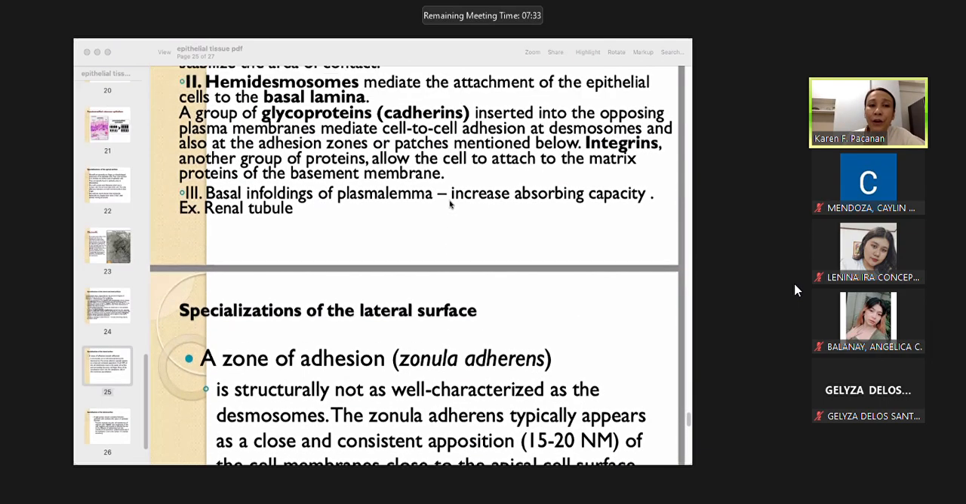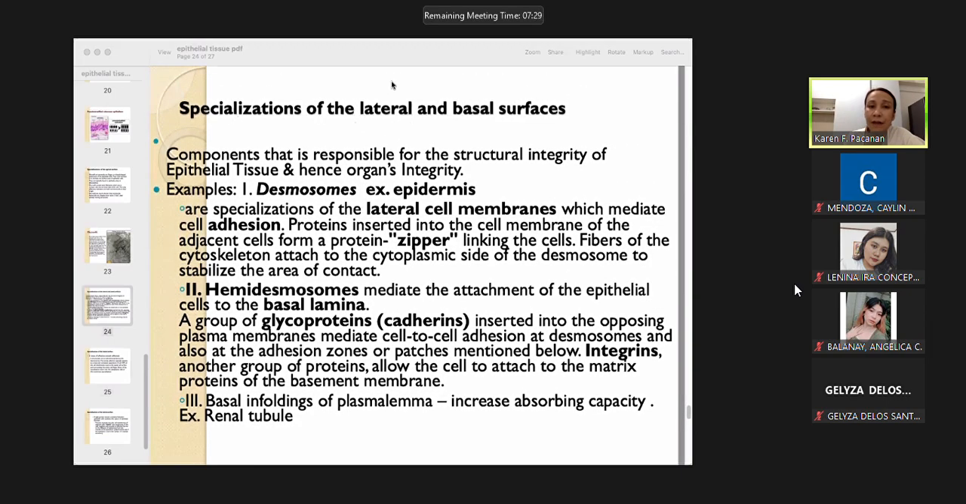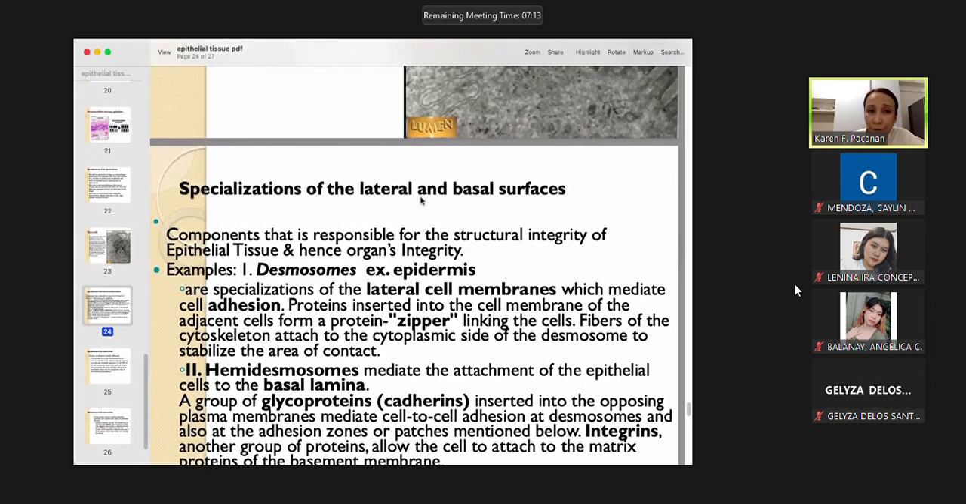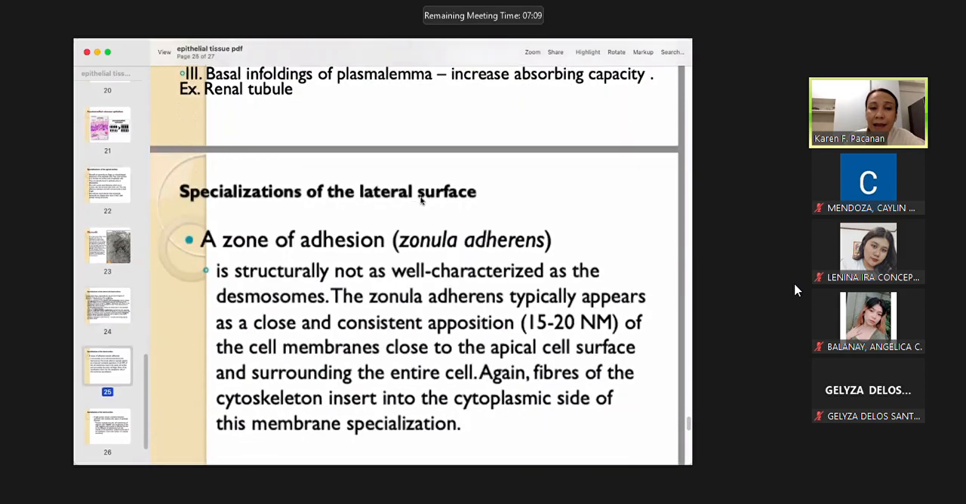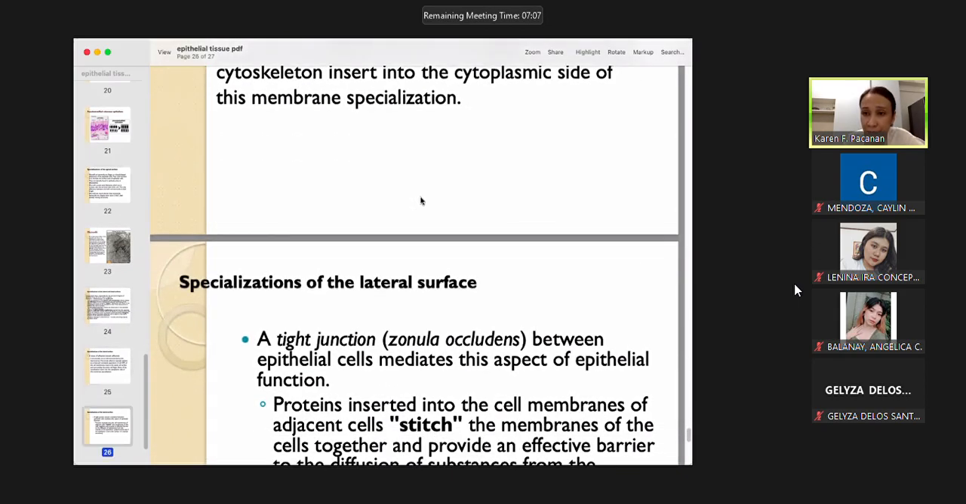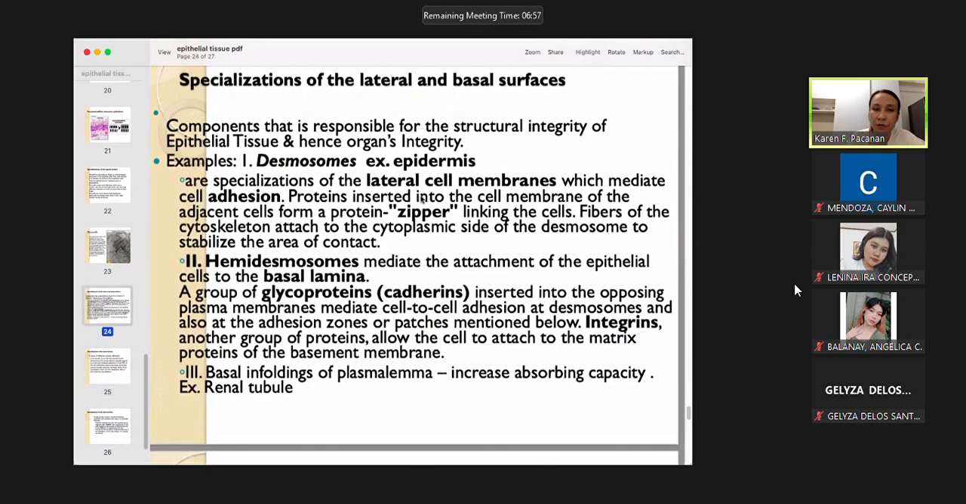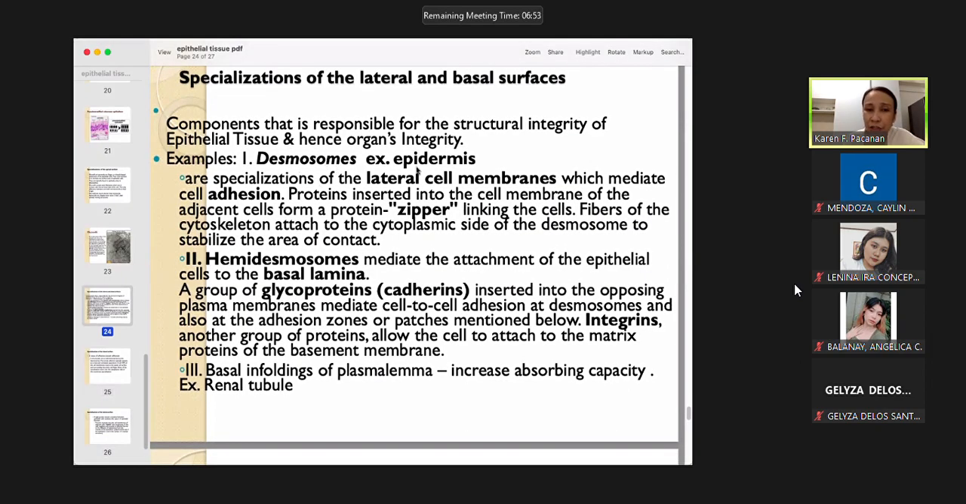The third example of specialization found at the lateral surfaces would be number 3, desmosomes. So we have on top, zonula occludens, next, zonula adherens, and third would be the desmosomes. An example of location would be epidermis. For both zonula adherens and zonula occludens, in terms of location, they are widely developed in simple cuboidal and simple columnar epithelia. Okay, so third, desmosome. Example of location, epidermis.